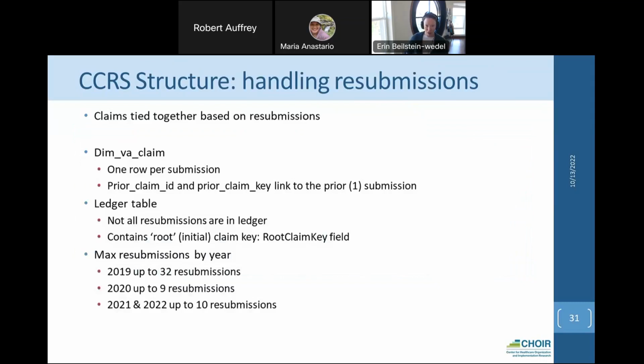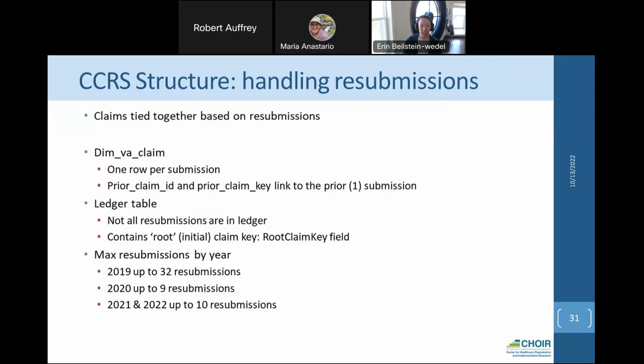And then how do you handle the resubmissions in CCRS? The claims are tied together based on the resubmission. So in DIM VA claim, there's one row per submission. On each row, there's also a field called prior claim ID and prior claim queue, which will link you to the one prior submission. However, there are claims that have been submitted 5 times. So what do you do then? That's a lot of left joins.